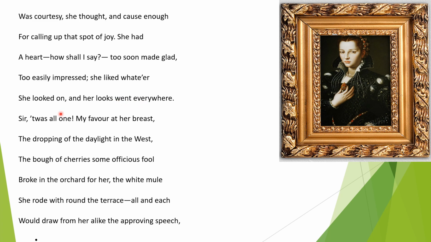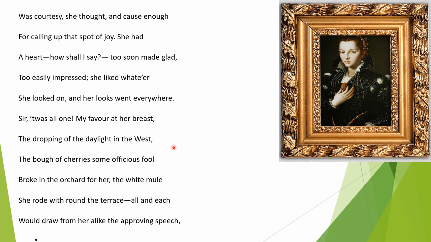So whatever she looked on, she used to like, and everywhere means she used to look on every person. That's what he is telling. He is a little bit jealous here and a little bit suspicious here. Her looks went everywhere. That he did not like. So it was all one. So everything was the same for her. My presence was the same to her, it did not make any difference. Whatever she looked at, she liked, and wherever she wanted to go, she went. It was all one, means equal.